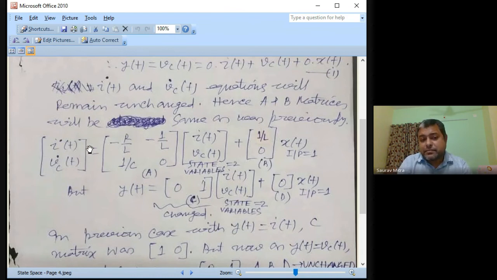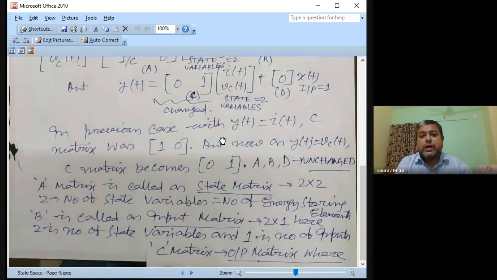But here you can see in the previous case i(t) and Vc(t) were the state variables. In this case also i(t) and Vc(t) are the state variables, but in the previous case the output was equal to the first state variable, that is i(t), and hence the C matrix was 1 0. In this case y(t) is equal to the second state variable, that is Vc(t), hence the C matrix has become 0 1. So the solution of the first state variable system matrix and the second might be different, because now the C matrix has changed. In the previous case with y(t) equal to i(t), the C matrix was 1 0, but now y(t) is equal to Vc(t), the C matrix has become 0 1. A, B, D matrices are unchanged.